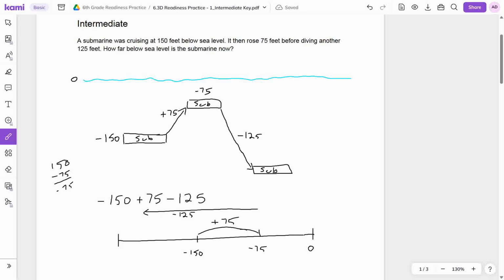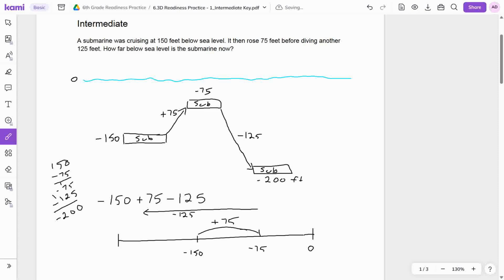Well, I can take my negative 75 and my negative 125. When you subtract from a negative, it's like you're adding. So let's add this up. This is 10, and that's going to be another 10. So look, we are now at negative 200. So that's where I'm ending up, at negative 200 feet below sea level.